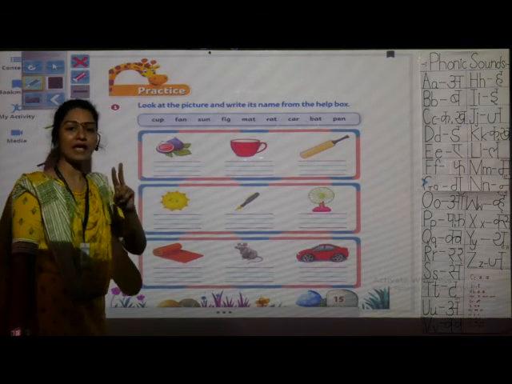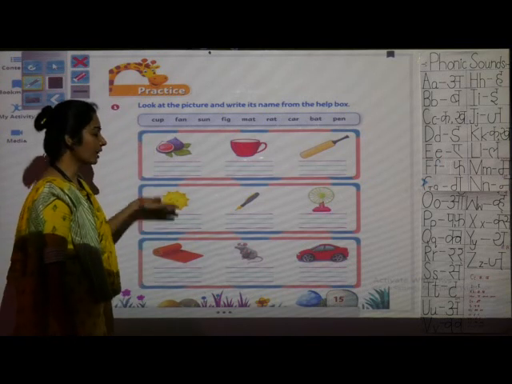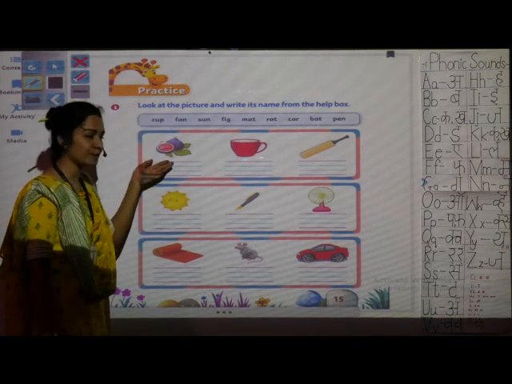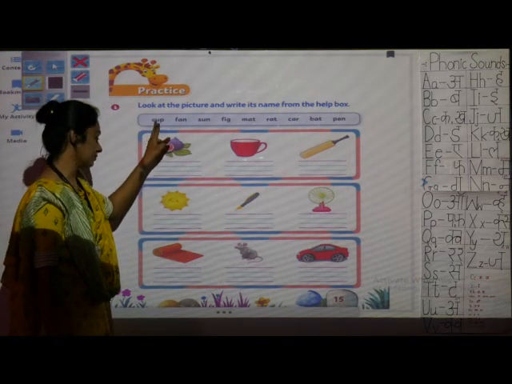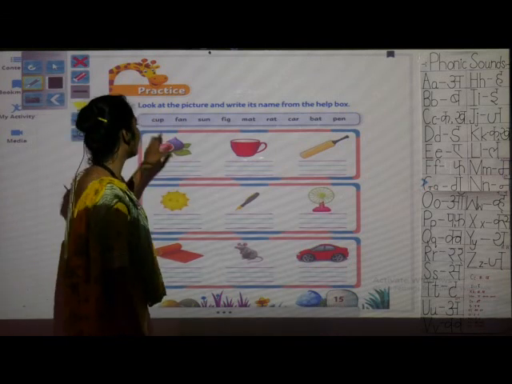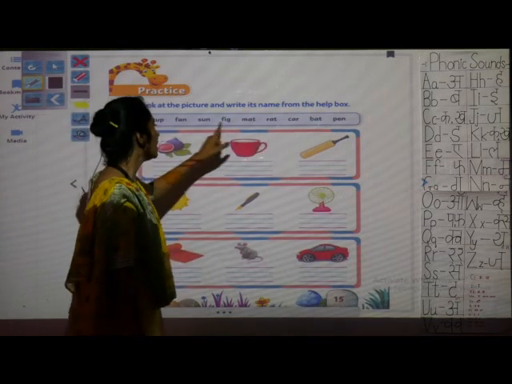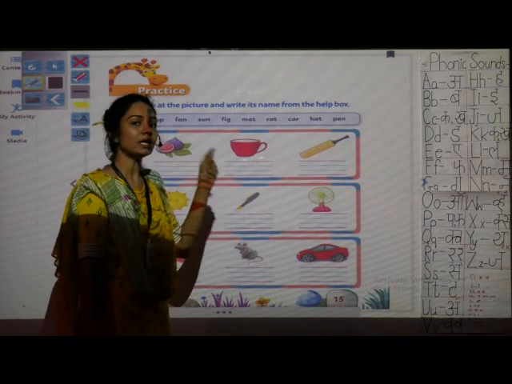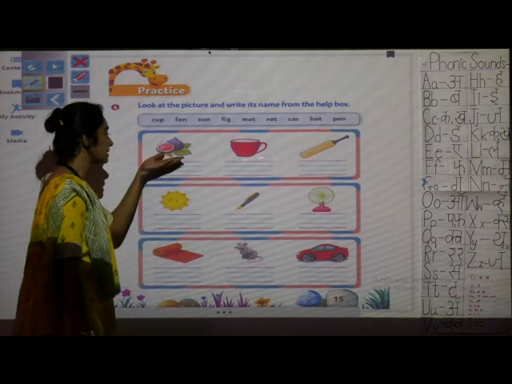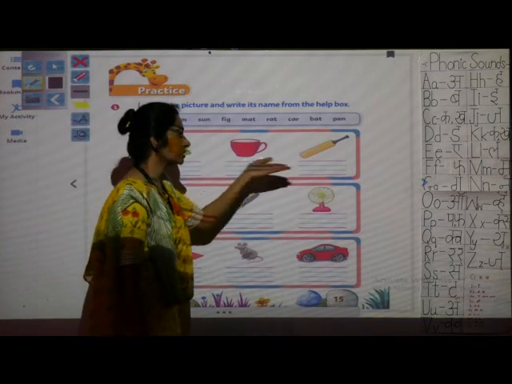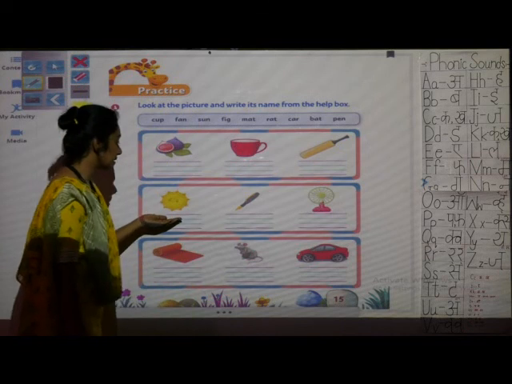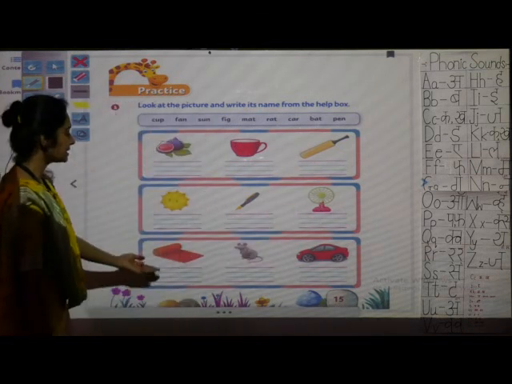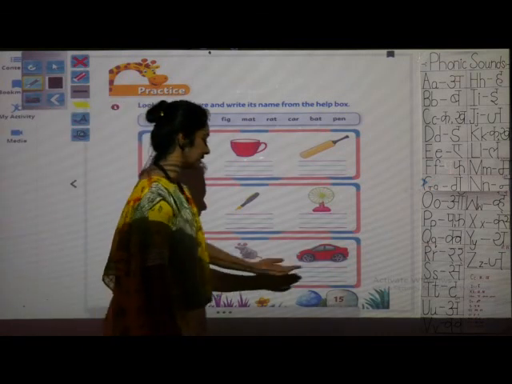We have solved 2 pages, right? Same way, you have to solve this page. Help box is there. You have to recognize this picture and take the word. You have to recognize this picture, and from this box you have to read the spelling, and in front of each picture you have to write the correct word, correct spelling of that word. This is fig. This is cup. This is bat. This is sun. This is pen. This is a fan. This is a mat, this is a mouse, and this is a car.